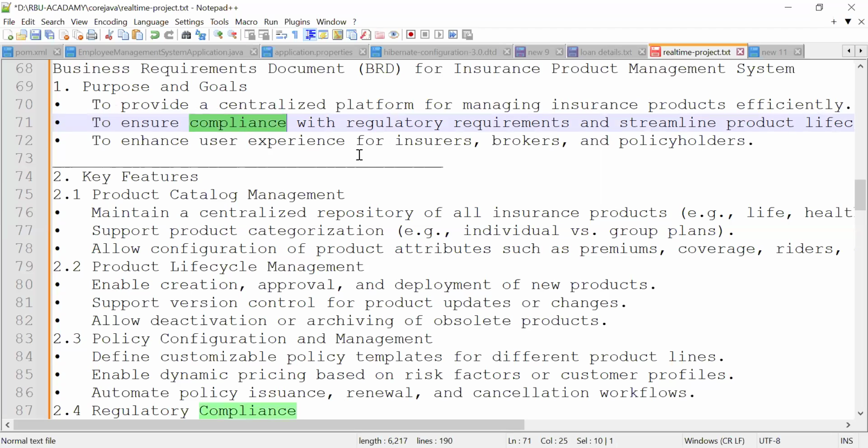And to ensure compliance with the regulatory requirements and streamline the product lifecycle, we should follow government rules and regulations. I should not give insurance which is not covered in the regulatory. All insurance providers should follow the regulatory. In every domain, banking should follow RBI regulations. Automobiles should follow automobile regulatory. I don't know the exact name.